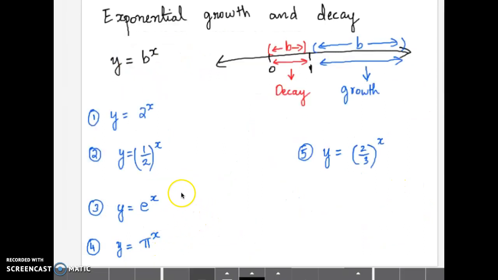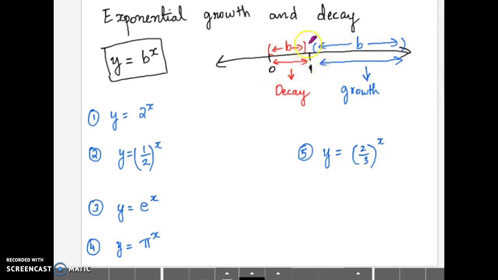Next is exponential growth and decay. What you need to know about that is, we know that when you have the exponential function y equals b to the power of x, b can only be positive, and it has to be between 0 and 1.